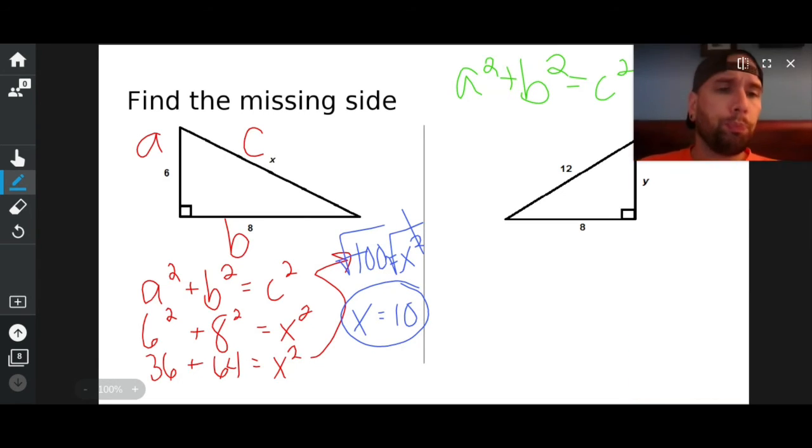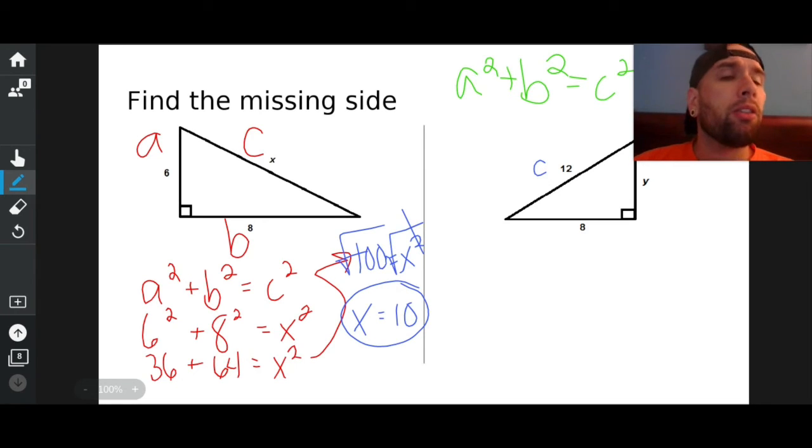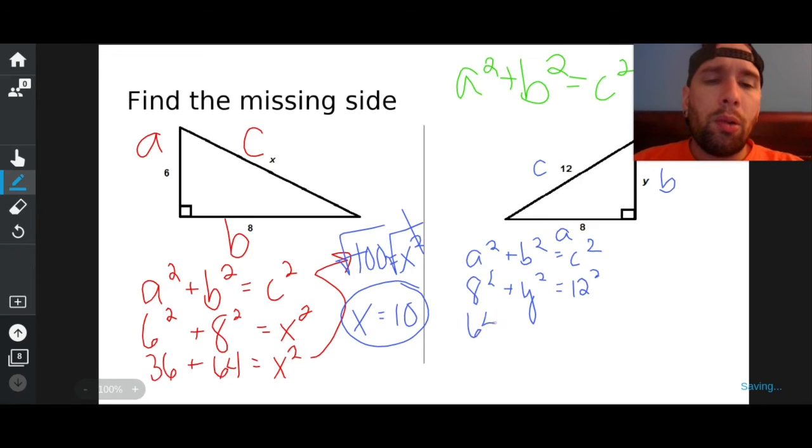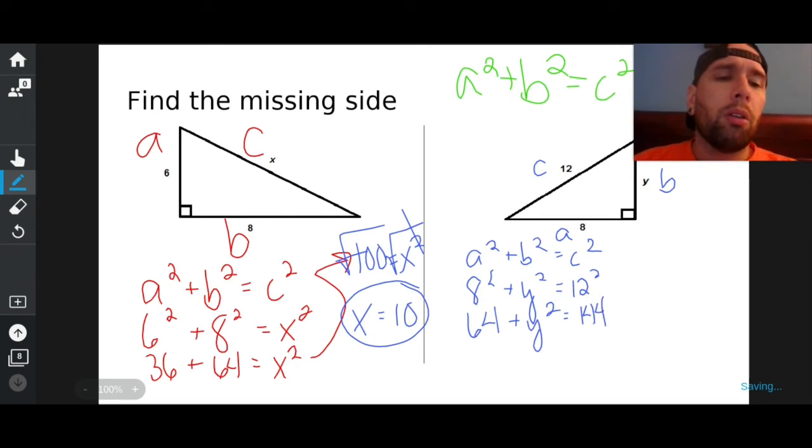One more to go. I have a right triangle right there. I don't know that guy right there, but I do have to make sure I call 12 C because it's the longest side. I can call 8 A, I can call Y B, and I can write out my equation. A squared plus B squared equals C squared, where A is 8, so 8 squared. Y is B, so Y squared, and that's going to equal C squared, which is 12 squared. 8 squared is 64. Y squared is, I don't know. 12 squared is 144.